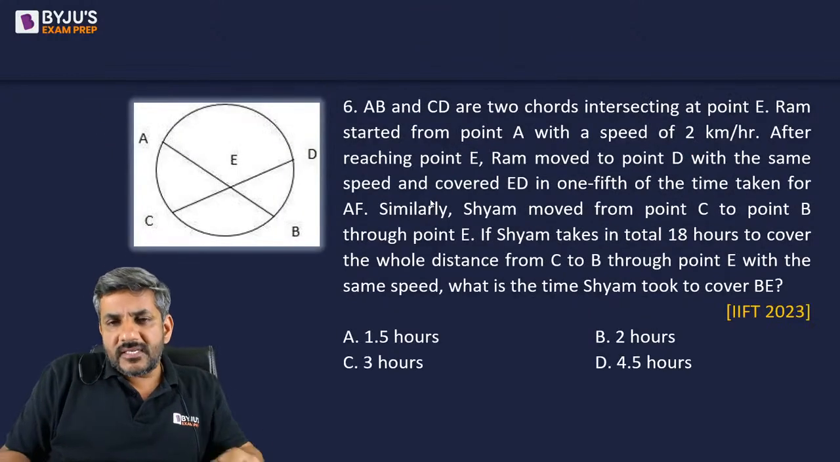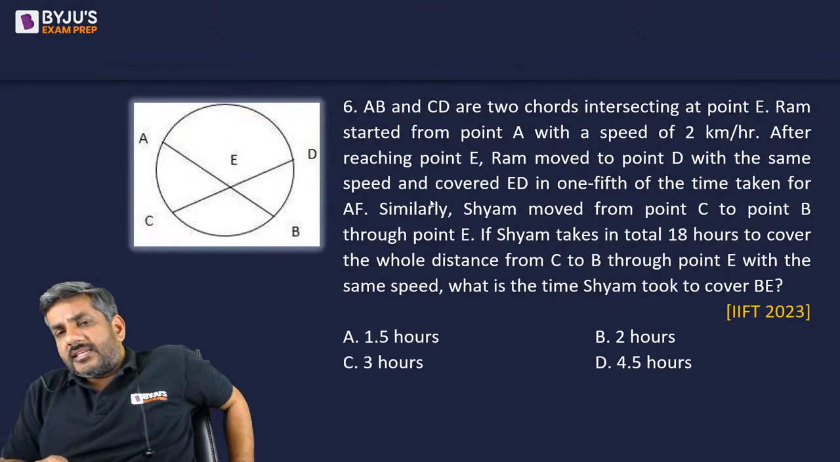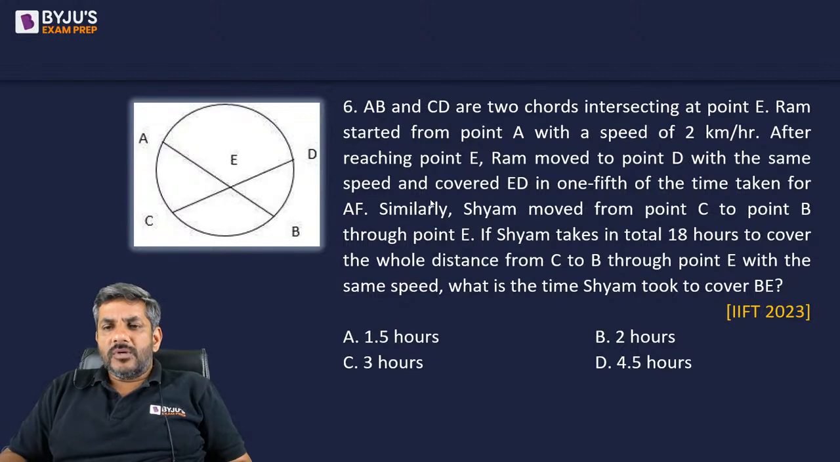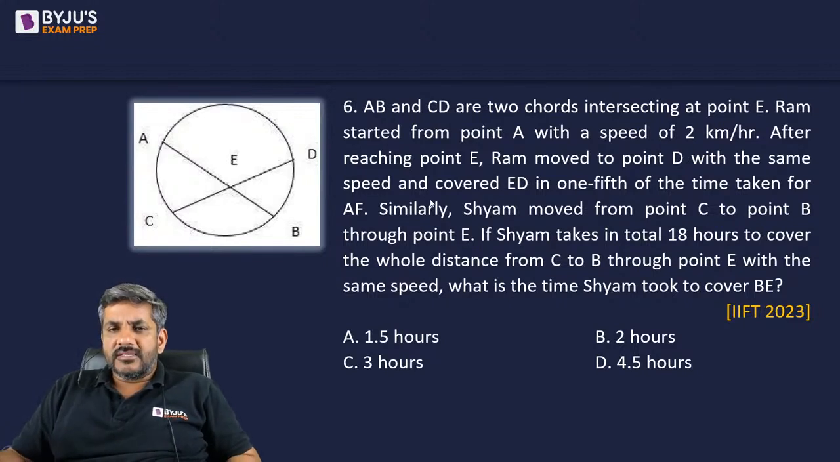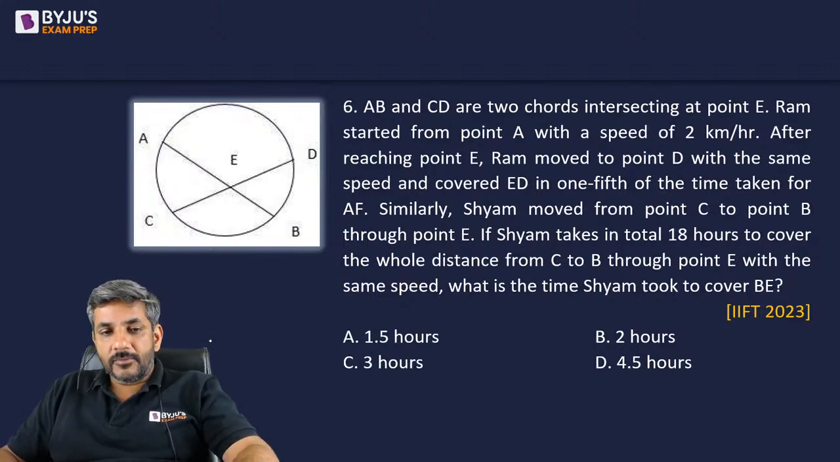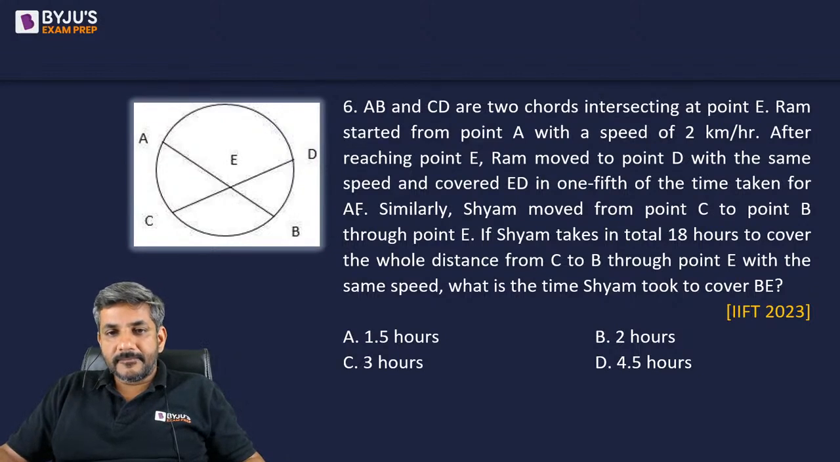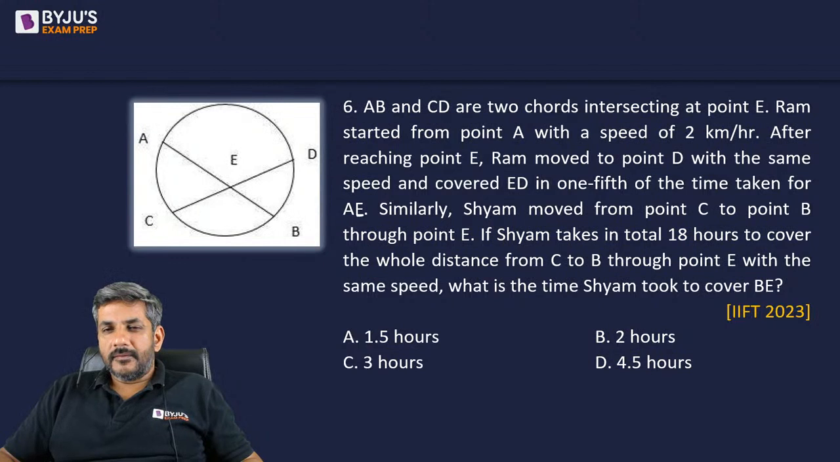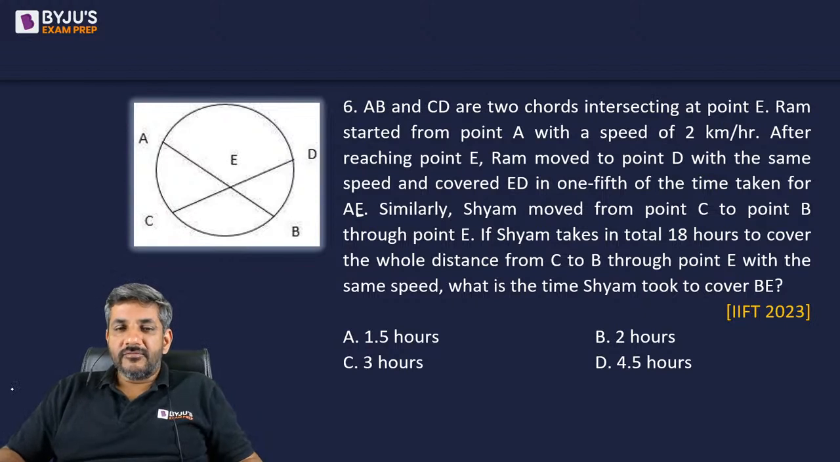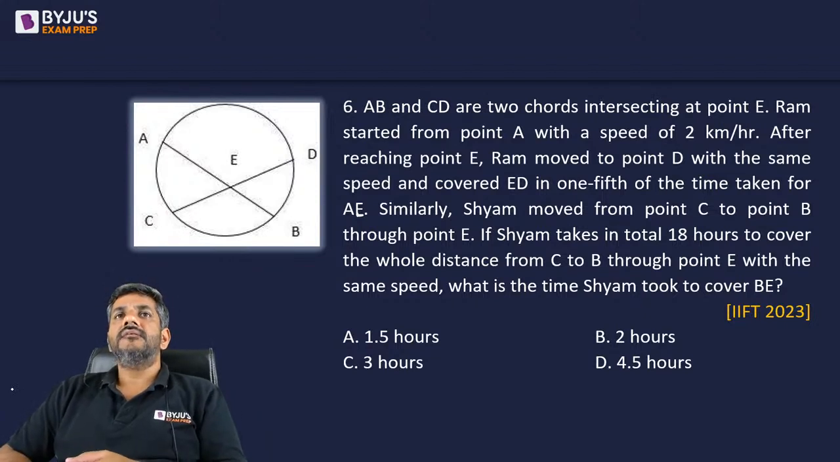Now, there is a question again from IIFT 2023 that appeared last year. Once again, a question to show you that this is from that year. So please try this. So we have AE over here. That is why I have corrected it. It is written as AF, though there is no point F. This is AE.